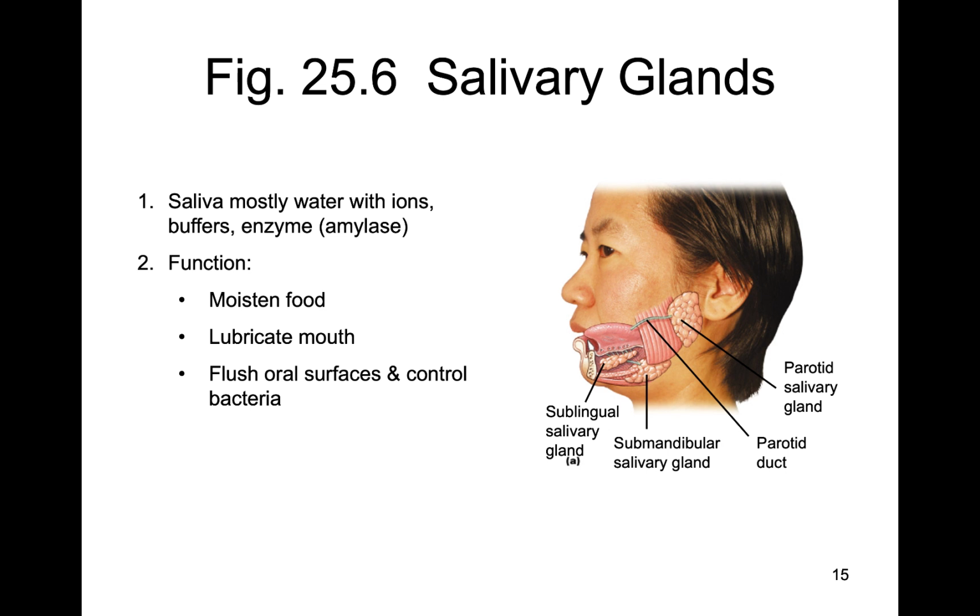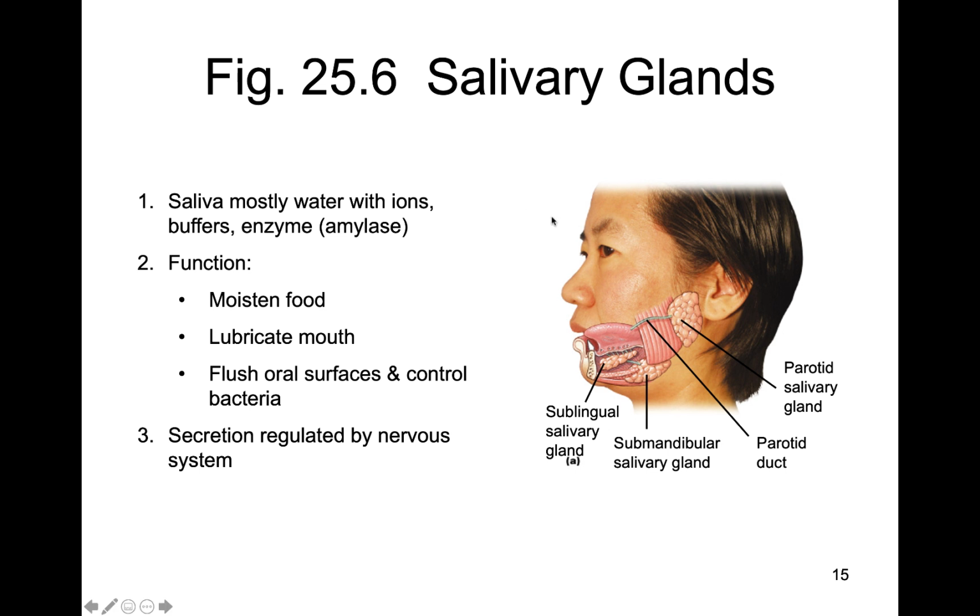Another thing, saliva is going to moisten your food. Another thing, it's going to lubricate the mouth, and it's going to flush oral surfaces and control bacteria. So if you have really dry mouth, that means the bacteria is building up there, and you might have bad breath or dental cavities or dental decay. So it's really important for your health to have saliva. And the secretion of saliva is controlled by your nervous system. So if you smell really good food, your mouth starts to get watery, so your mouth starts to salivate when you smell food.